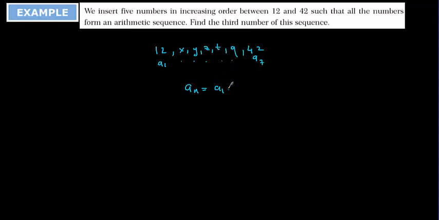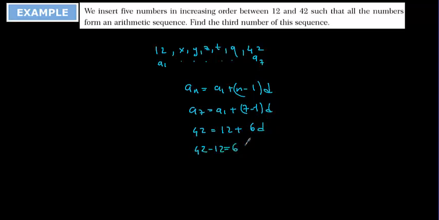an is equal to a1 plus n minus 1 times d, and a7 is equal to a1 plus 7 minus 1 d. a7 is equal to 42, so 42 is equal to 12 plus 6d. When you subtract, 42 minus 12 is equal to 6d, 30 is equal to 6d, 30 over 6 is equal to d, and we find d is equal to 5.